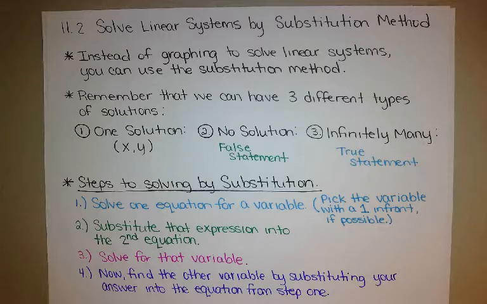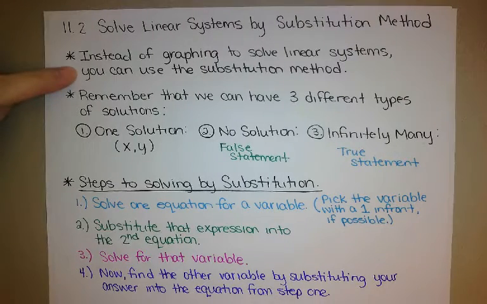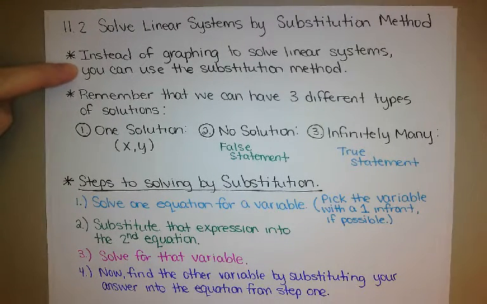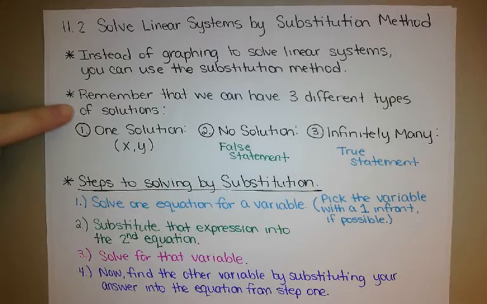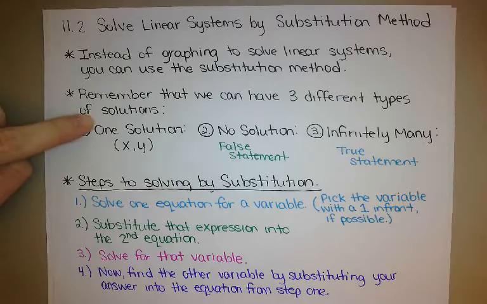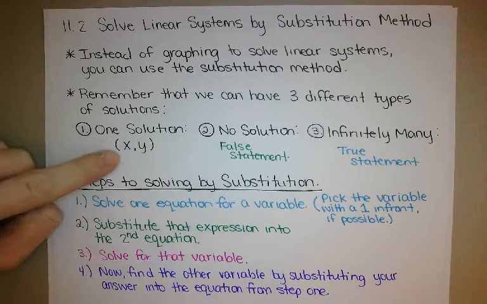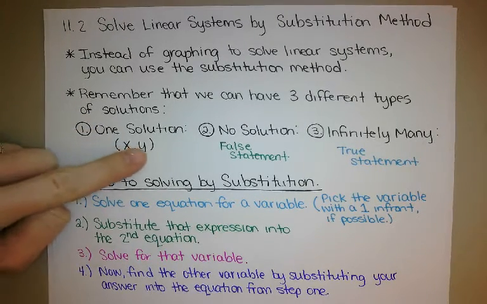Today we're going to continue practicing the substitution method. Remember that instead of graphing to figure out what your answer is, you can use the substitution method. We also talked about when you were graphing that you actually had three different types of solutions. One solution was when the two lines intersect and we have the coordinate where they intersect.